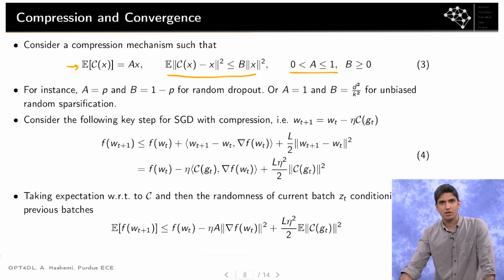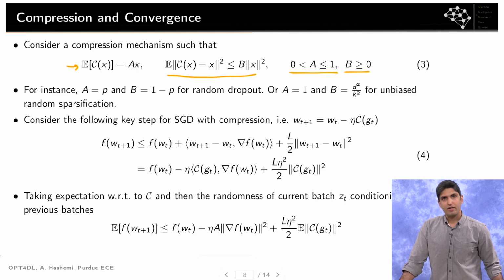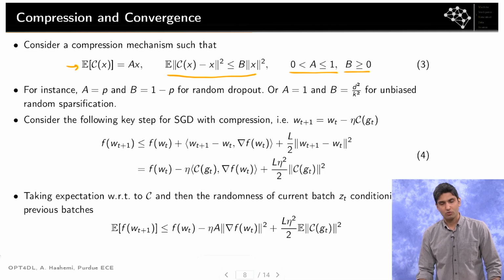Another condition is on the total compression error. I'm going to assume that the total compression error is bounded by some b times norm of x squared, and b is something that is larger or equal to 0. So when b is equal to 0, that means that there is no compression error, so essentially, I'm communicating x with full precision. And all the examples we talked about so far are instances that satisfy these two conditions.